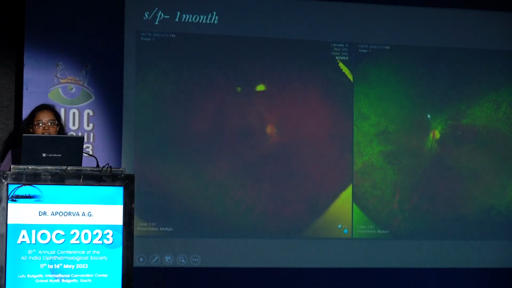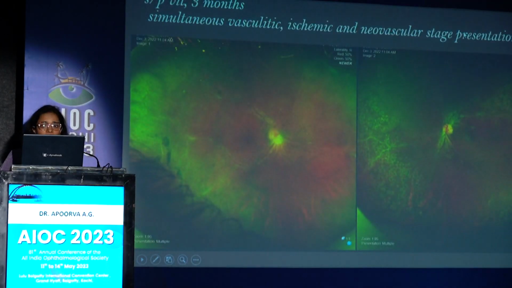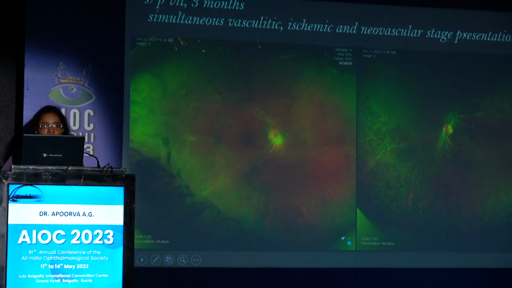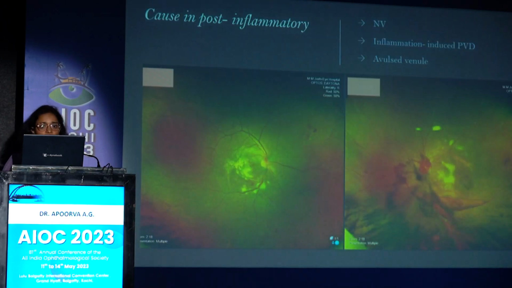The vasculitis started getting better. The patient continues to do well on ATT and low dose steroids. This is at 3 months follow-up. So what I want to say is retinal vasculitis can have simultaneous presentations of all the stages of vasculitis, ischemia and neovascular stages. They can all present together.